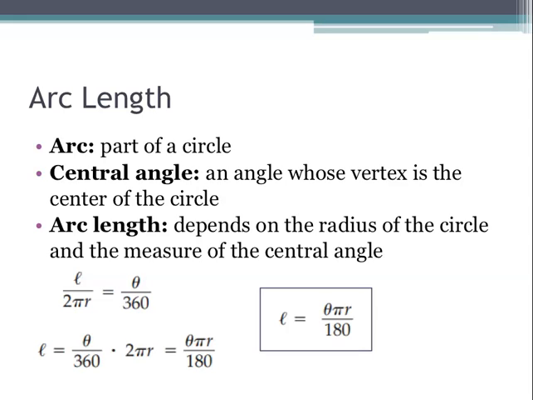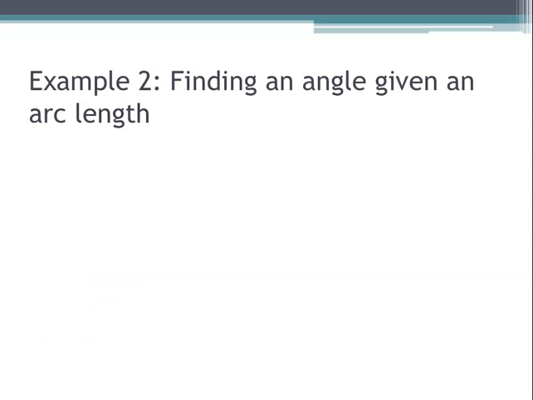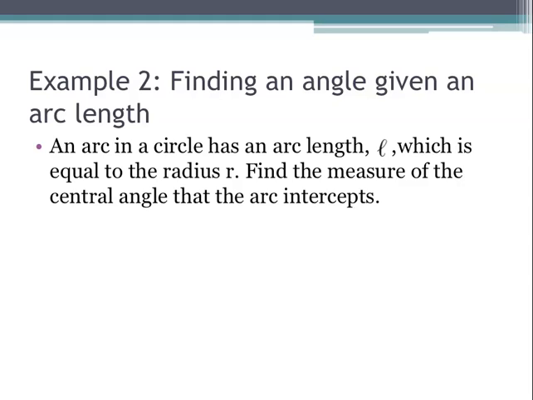Okay, so let's use this, and this is going to eventually lead us into talking about what radians are, but we're not quite there yet. Let's take a look at example 2. So we're going to find an angle given an arc length. So an arc in a circle has an arc length L, which is equal to the radius r. Find the measure of the central angle that the arc intercepts.